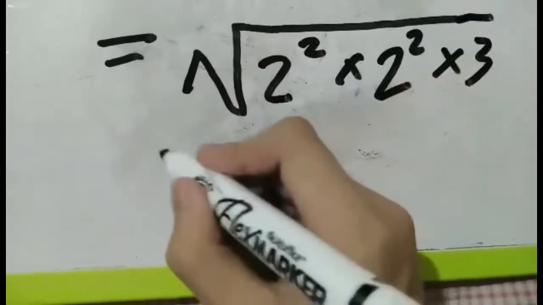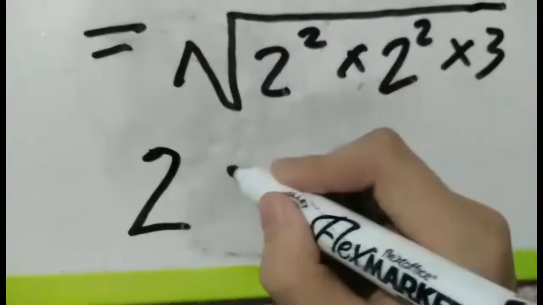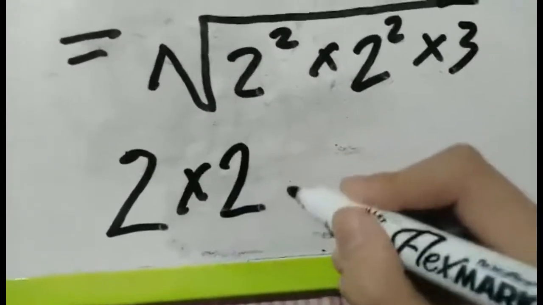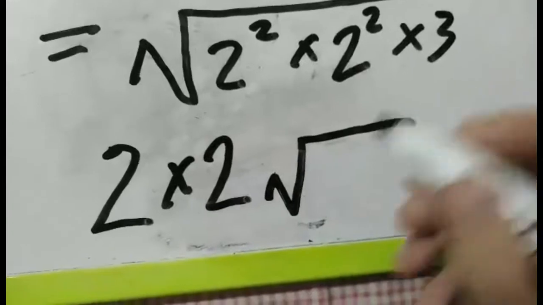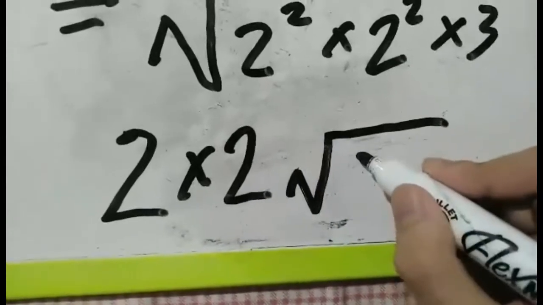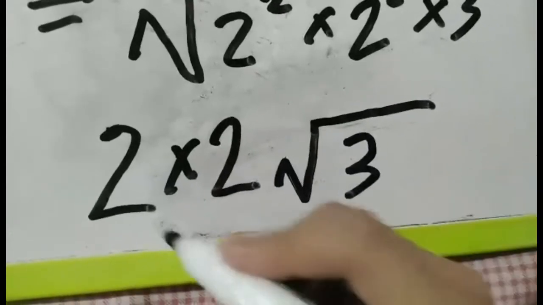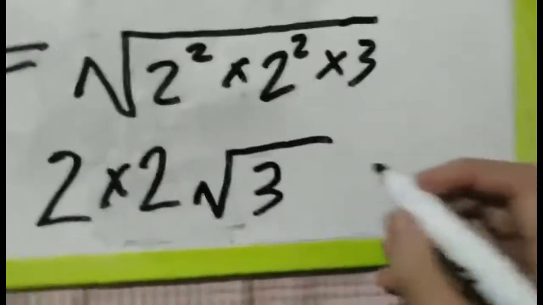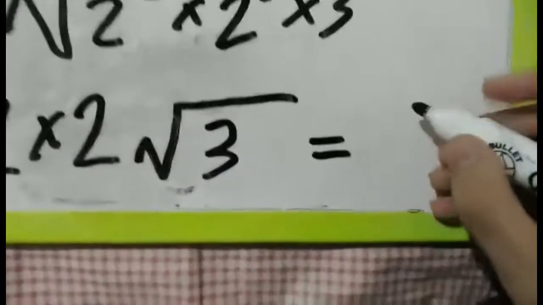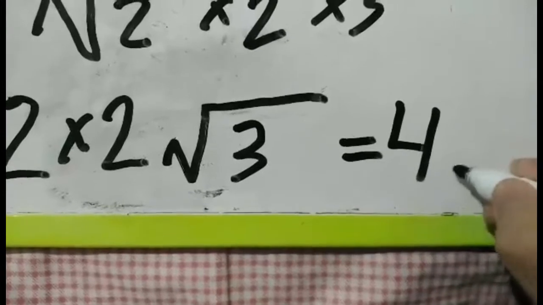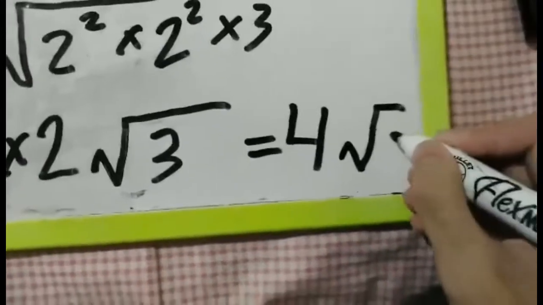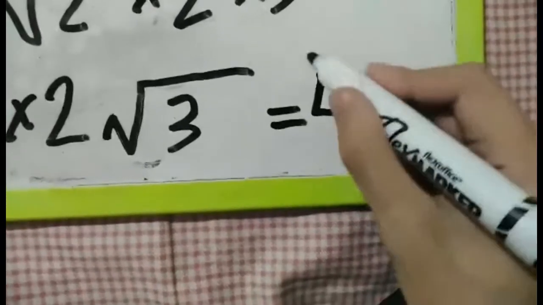Simplify. The 2 cancels the 2 and the 2 also cancels the other 2. So we get a 2 times a 2 and multiply by the square root of 3. Now we have to multiply these 2 2's, which will become 4 times the square root of 3. That's our final answer. Okay, another example.